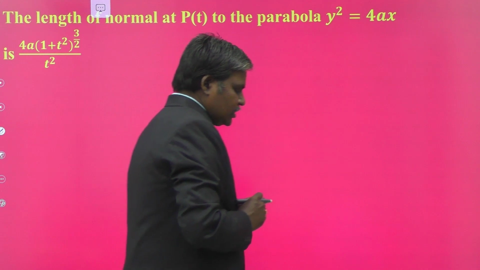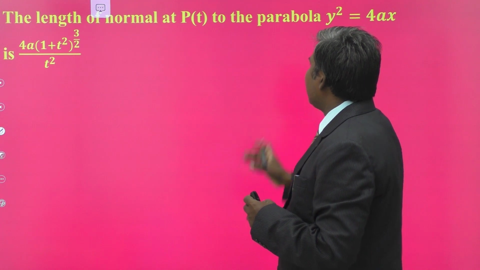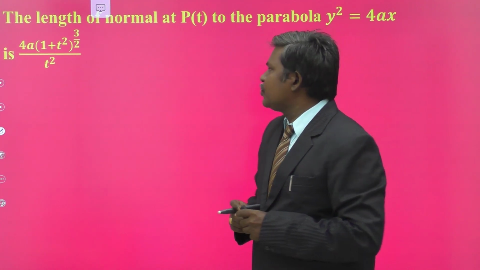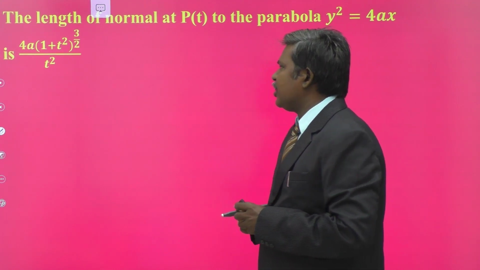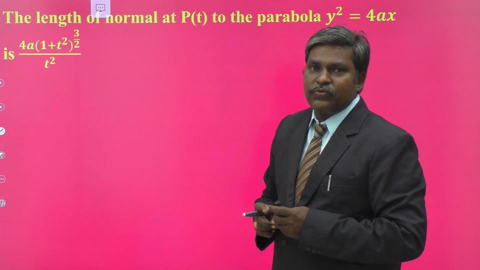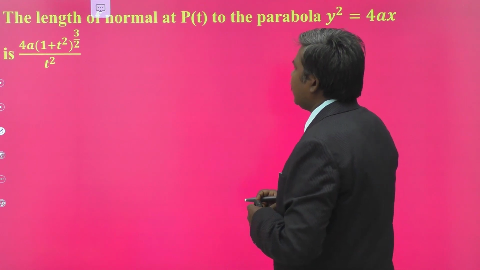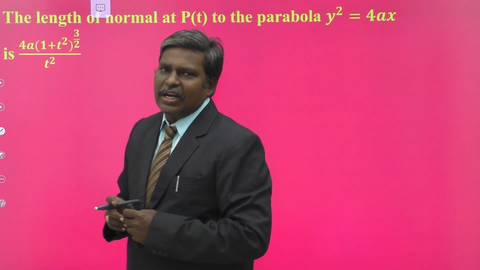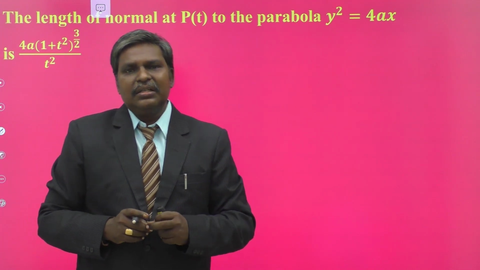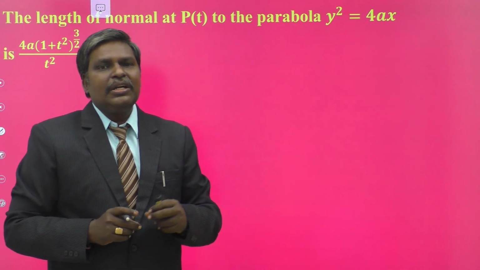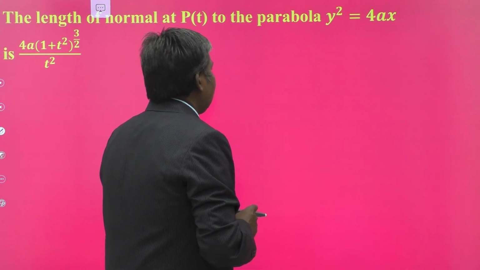See here, this is the formula, very important to you. The length of normal at p of t to the parabola y square equal to 4ax is 4a into 1 plus t square whole to the power of 3 by 2 by t square. We are going to find out the length of normal at p of t to the parabola y square equal to 4ax. It means what? If you draw a normal at p of t to the parabola, it intersects again at q. That pq is called the length of normal at p to the parabola. Understand? This is the meaning of the length of normal at p of t to the curve.